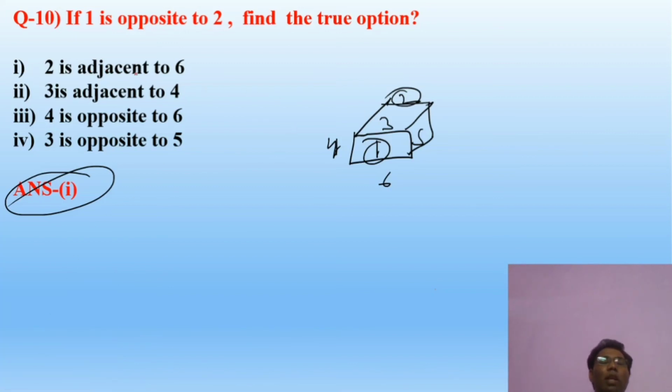Which is correct? 2 is adjacent to 6. Here one case is there. It will happen every time, wherever 6 is placed. Okay. 3 is adjacent to 4. One possible case is there that 3 is adjacent to 4.